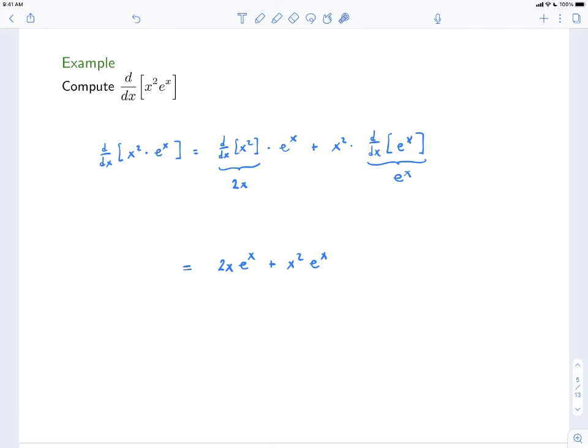Notice that we started out with a product of two functions, x squared and e to the x. And the way we computed the derivative was by computing the derivative of the first function, the derivative of x squared, and the derivative of the second function, the derivative of e to the x. So we do compute the individual derivatives of these functions, but we don't just simply multiply them together. Instead, we combine them in what might seem like an unusual way. We multiply the derivative of the first function by the second function, and we multiply the derivative of the second function by the first function, and then we add those two together.